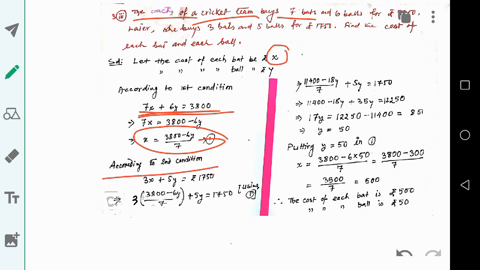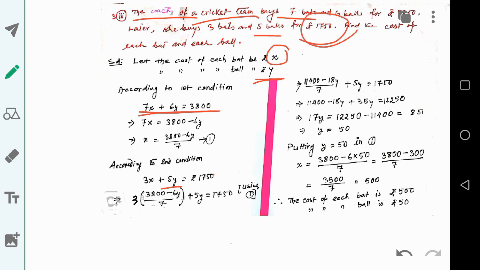Now according to the second condition, 3 bats and 5 balls. The cost of one bat is x, so that of 3 bats will be 3x. Similarly, the cost of one ball is y, so the cost of 5 balls must be 5y. The total cost of 3 bats and 5 balls is 1750. Using equation number 1, we have used this value of x here, and solving this equation we have got y is equal to 50.